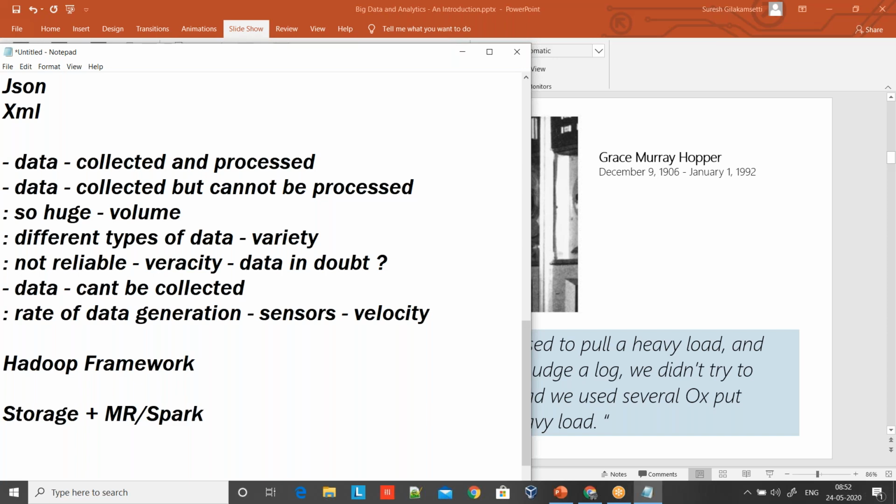Okay, so for storage, we'll be using something called HDFS, Hadoop Distributed File System, if you are using a standalone cluster. If you are using cloud, if it is Microsoft Cloud, you'll be using ADLS, Azure Data Lake Store. If you are using AWS, you'll be using S3 buckets. So these are the different file systems which we'll be talking about in our course.